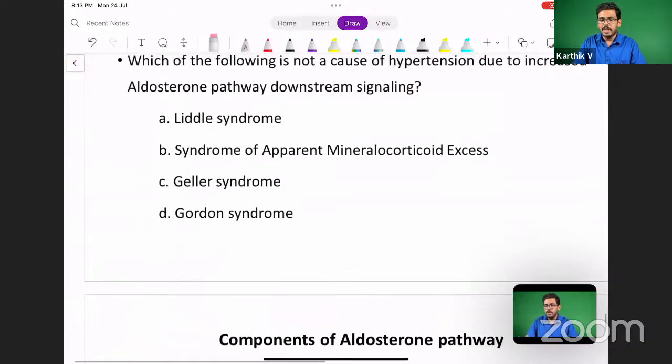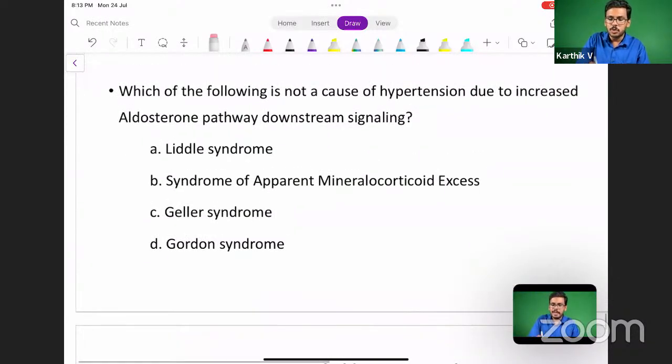Now let's look at these conditions. What do you mean by Liddle syndrome? So Liddle syndrome is one condition where the epithelial sodium channel is constitutively active. ENaC channel is active.